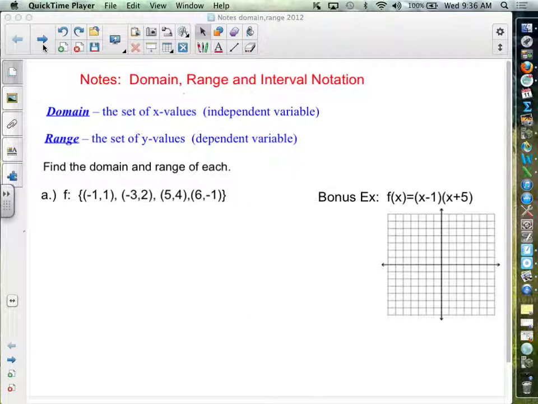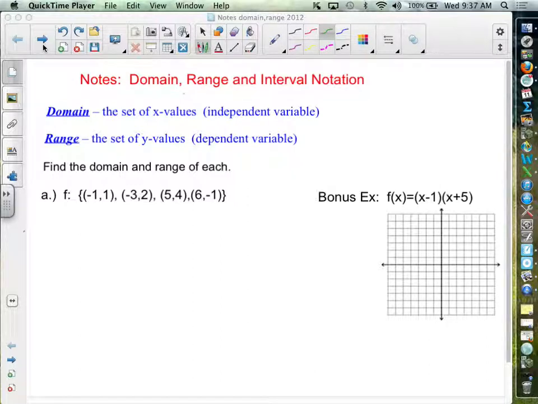All right, so we're going to look at domain and range and specifically how to put these things into interval notation, which is new for you. So domain you've seen before, range you've seen before. The set of x values is your domain, or it's also called the independent variable. The range is your y values or your dependent variable. So we're going to look at those, and like I said, we're going to sort of formalize the notation that we use.